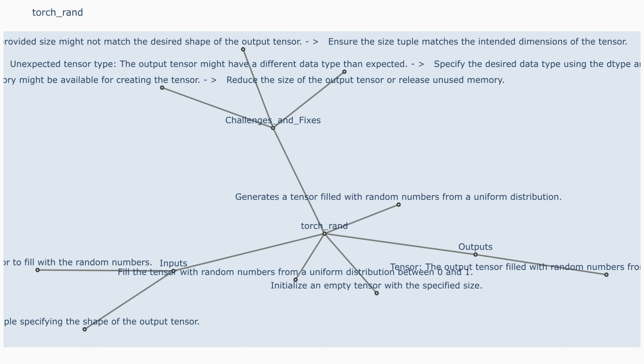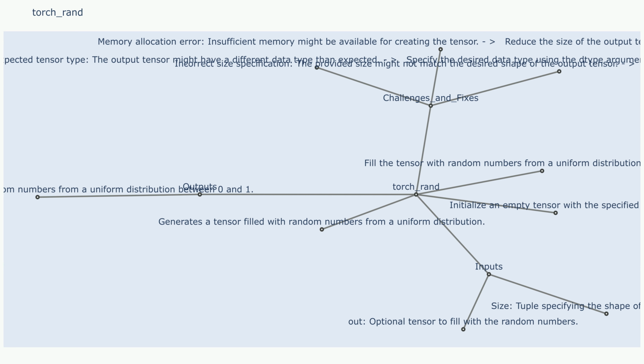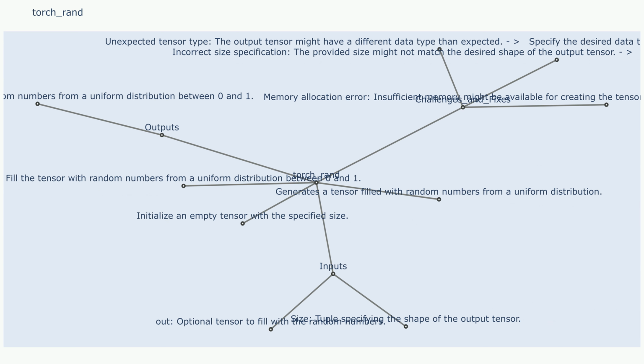torch.rand. Description. The torch.rand function is used to generate a tensor filled with random numbers from a uniform distribution on the interval [0, 1). This means that every value in the tensor will be a random number between 0 inclusive and 1 exclusive.